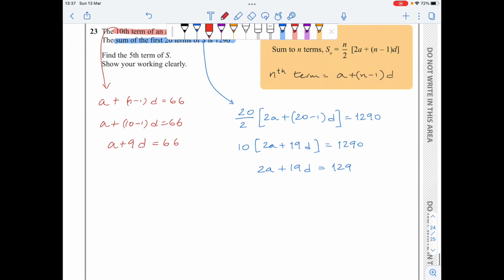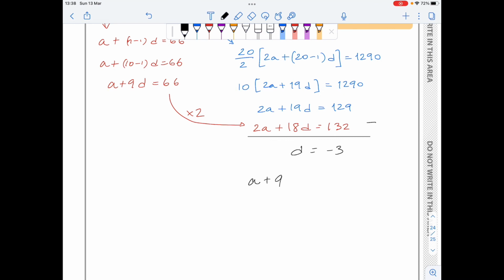Now I can multiply the first equation by 2 and get 2a plus 18d equals 132. And I can solve these two simultaneously by subtracting. The 2a's disappear, d is equal to minus 3. And now I can substitute this d into any equation. I'll select this one, it's the simplest. So I get a plus 9 times minus 3 is equal to 66. So a minus 27 equals 66. a is equal to 66 plus 27, which is 93.